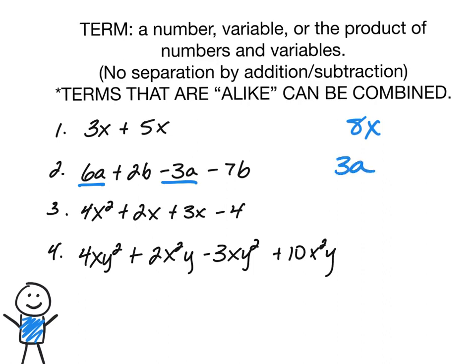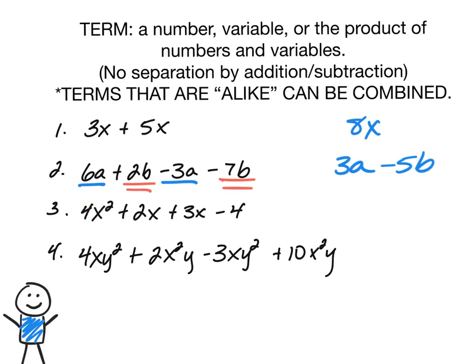Now let's move on to the next term. 2b can't be combined with the a's, but the 2b and the -7b are like terms. They both have the same variable. 2b's minus 7b's makes for a -5b. Very good. All right, moving on to the next one.